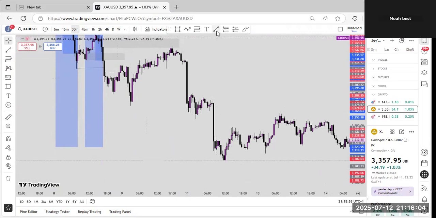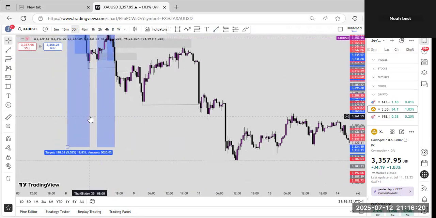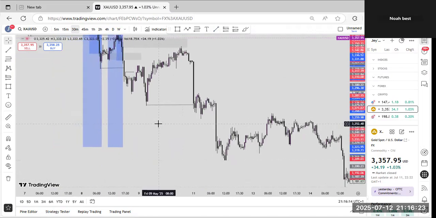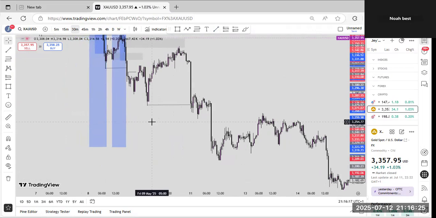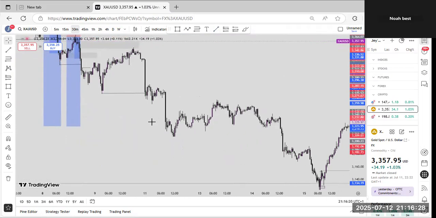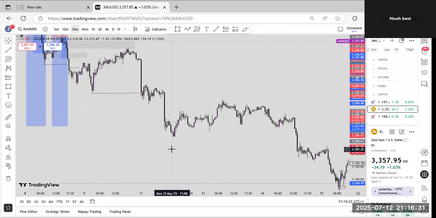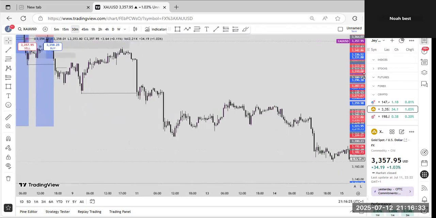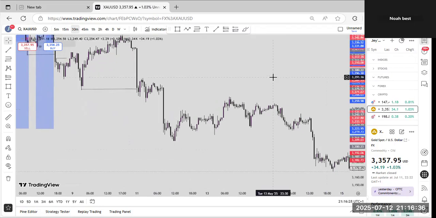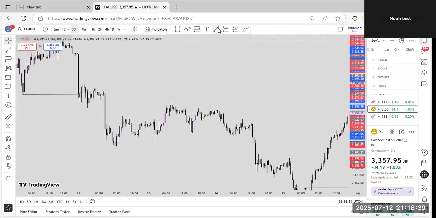Got another break of structure here, but price didn't go up to trigger anything. Got another break of structure here, but price didn't go up. Okay, then looking at this zone, we got another break of structure here.